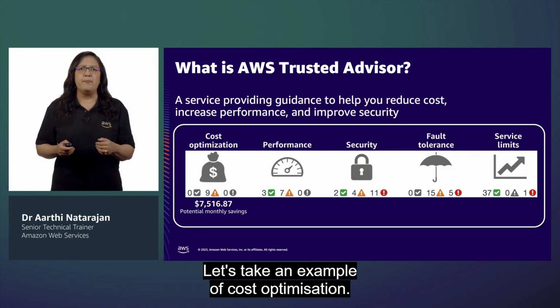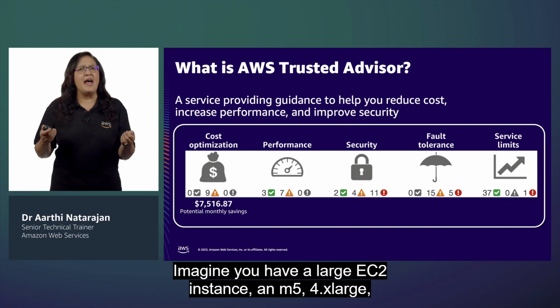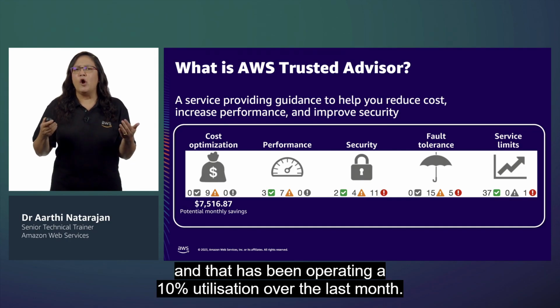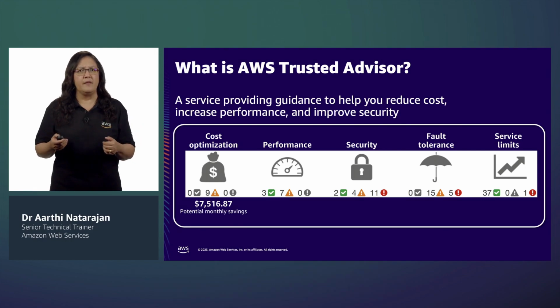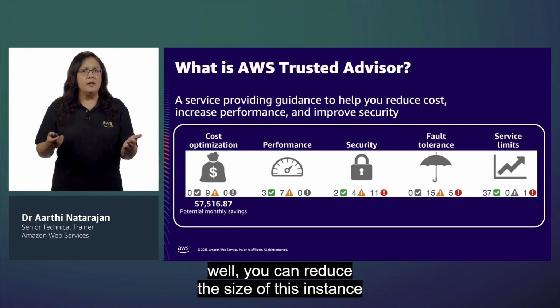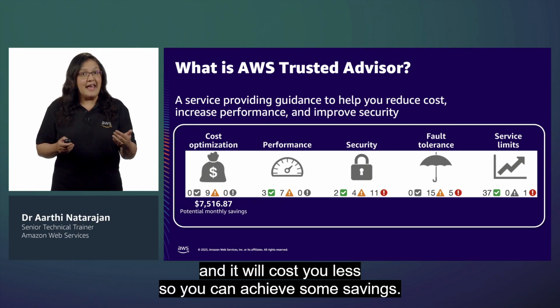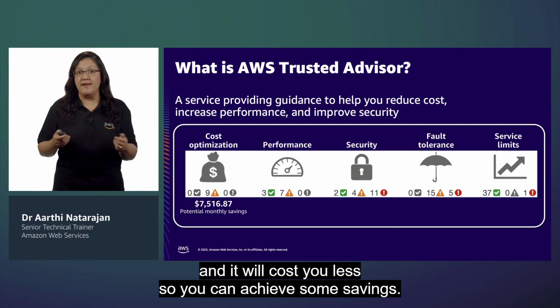Let's take an example of cost optimization. Imagine you have a large EC2 instance, an M5 4 extra large, and that has been operating at 10% utilization over the last month. Trusted Advisor may look at this and say, well, you can reduce the size of this instance and still meet your performance objectives, and it will cost you less so you can achieve some savings.